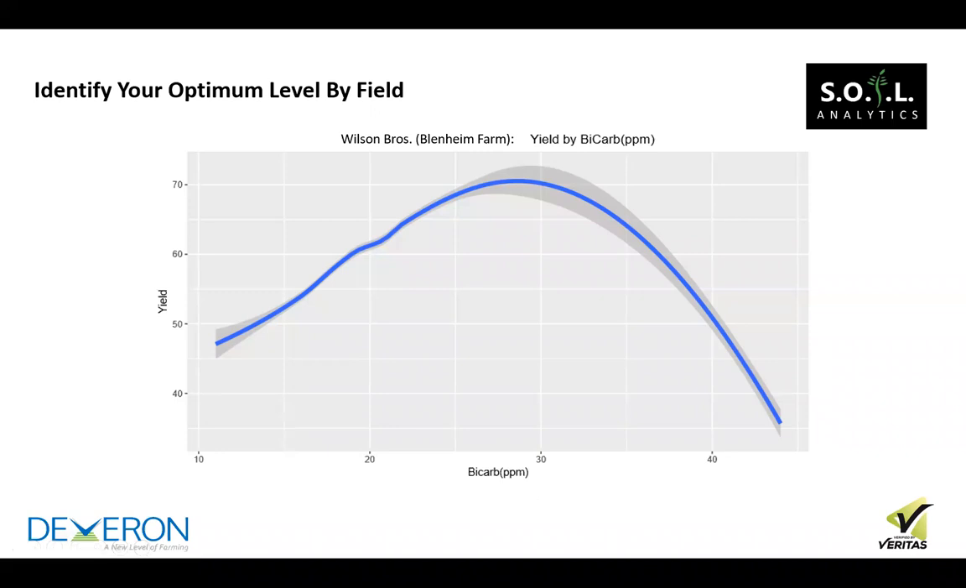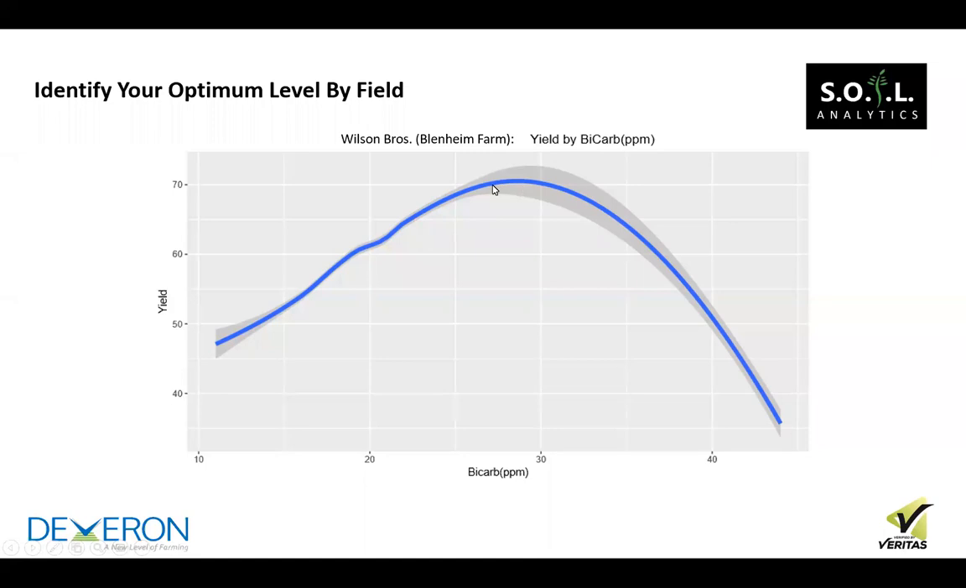You can see the opportunities where we can cut back on nutrients, but also areas that we can build. These graphs are produced using your own soil sampling data and your own yield, and you can start to see the optimum nutrient levels to obtain that higher yield. So for this example, this is the bicarb.